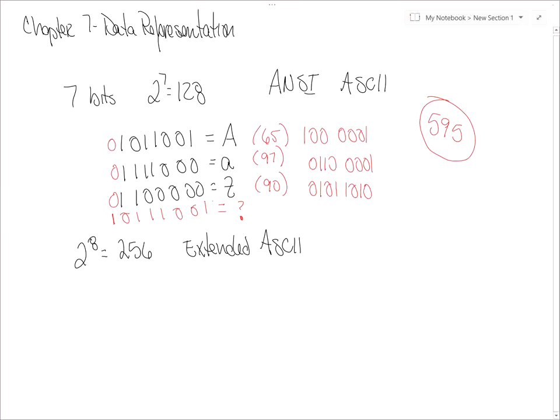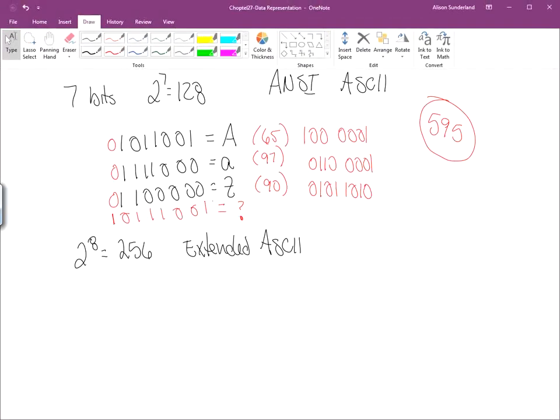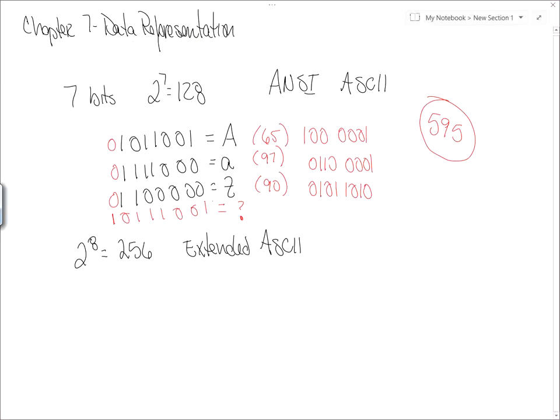So I said that when we extended ASCII, now we can represent 256 different characters in the English language. What is the problem with that statement? The problem is the English language. As computing went global, we needed to be able to represent more than just characters in the English language.